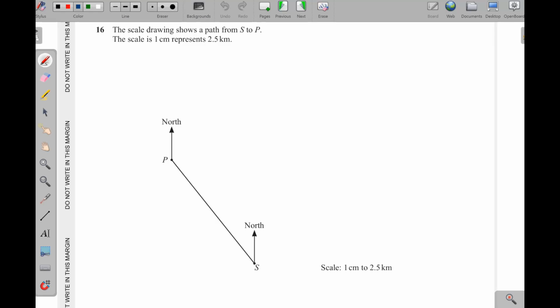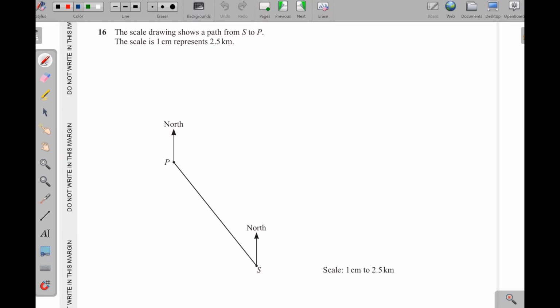This is teacher Simon taking you through IGCSE Core Mathematics paper 0580/334 May June 2025, and this is part 2 for question 16 to 24.